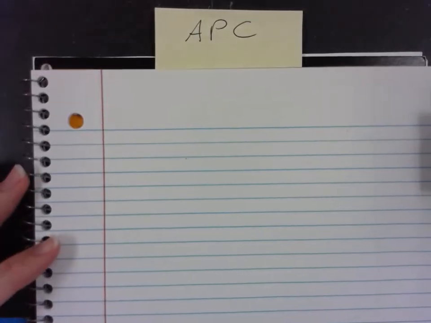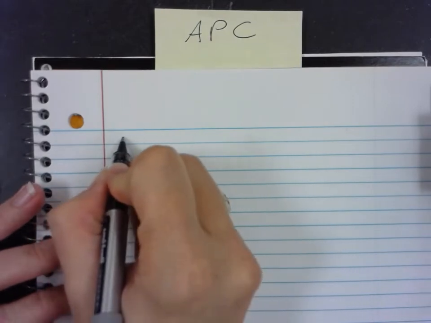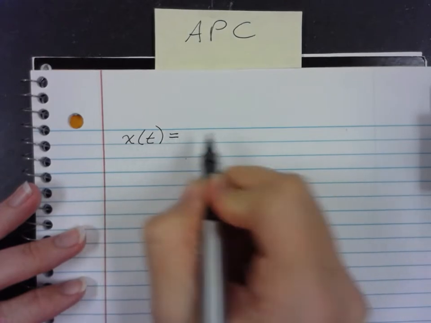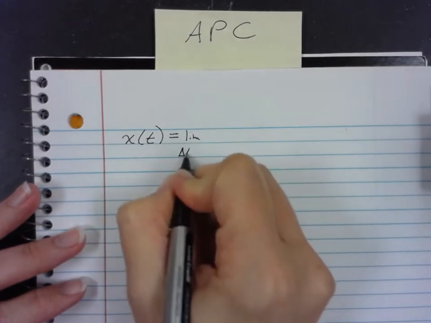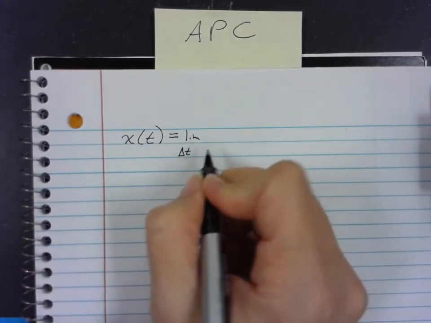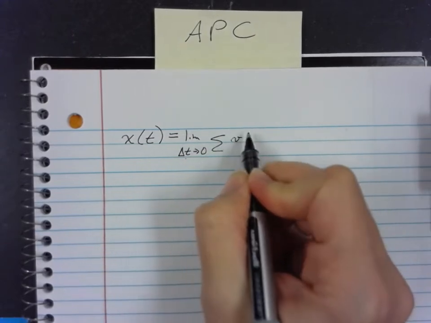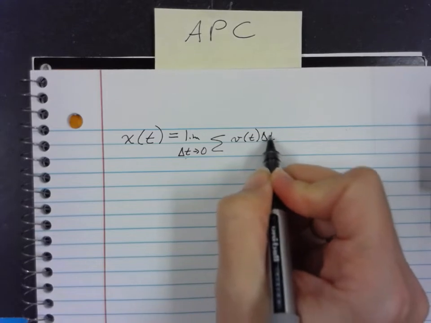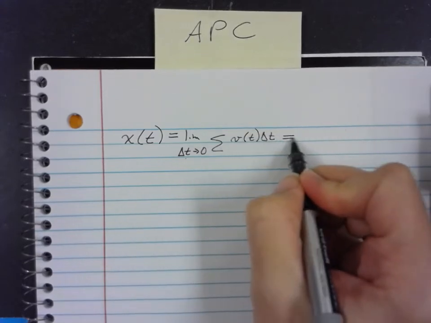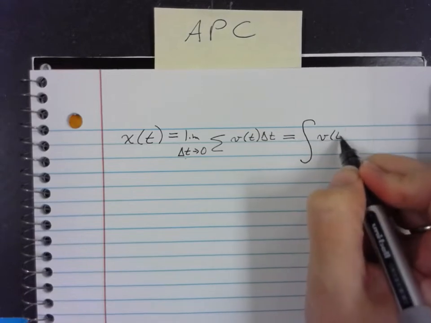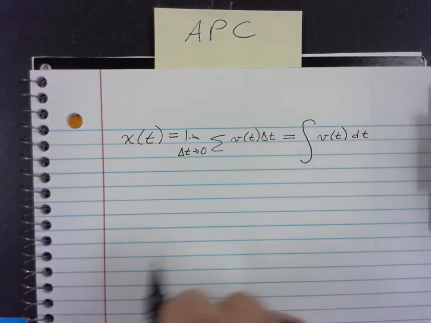So now I'm going to turn the page. And this is where the magic comes in. We are going to say that our position function is equal to the limit as that time interval, the base on all those rectangles, goes to 0. It gets smaller and smaller and smaller, of this velocity times the width of the time interval. This then turns into an integral of the velocity with respect to time.